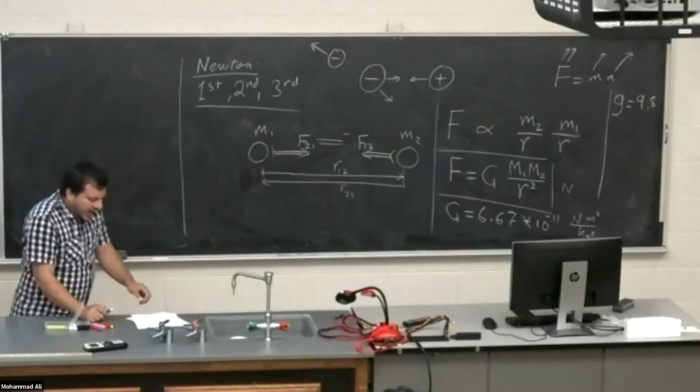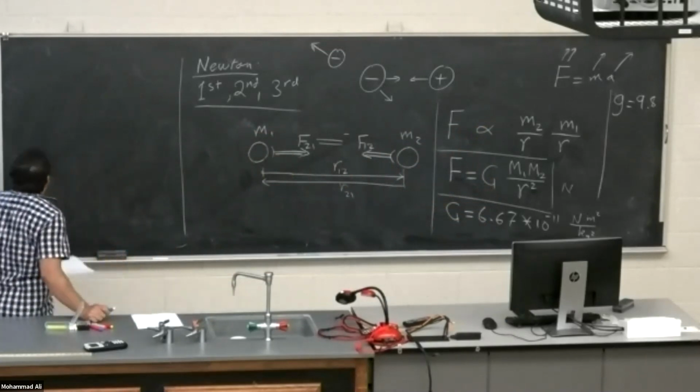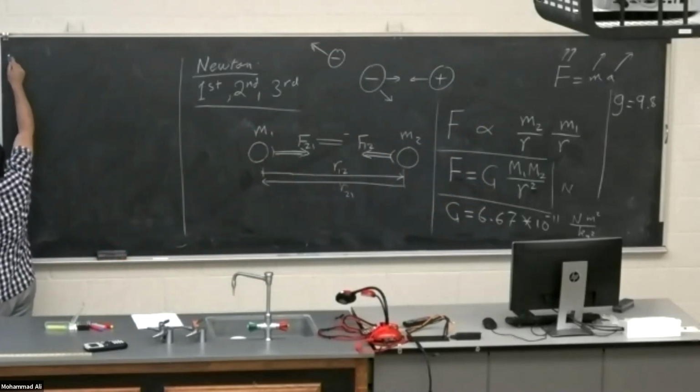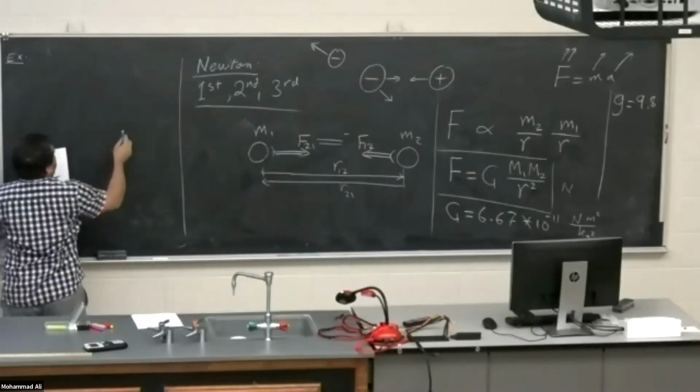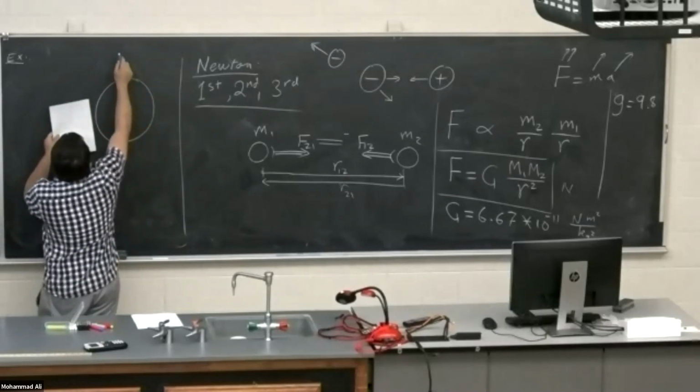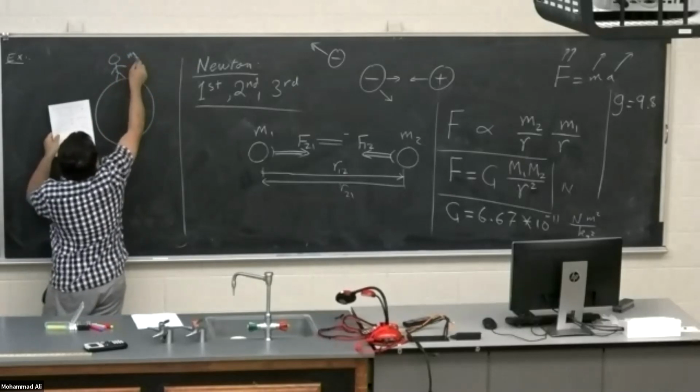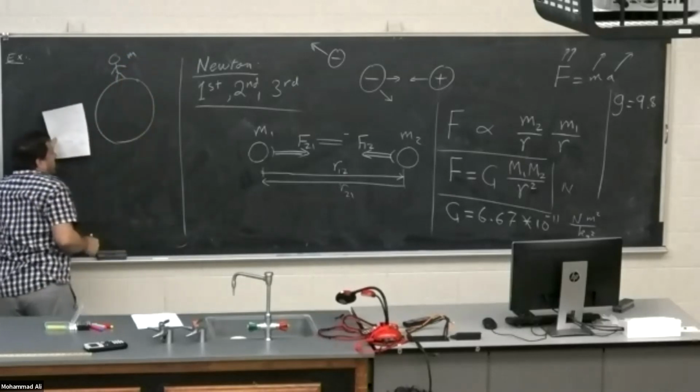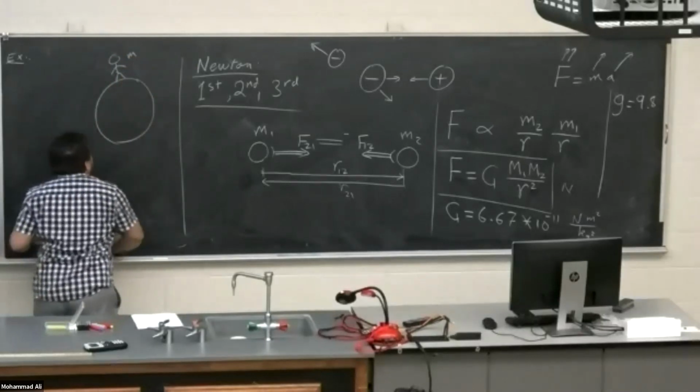The first page, we have this example. We have the Earth surface. And this is a person with mass M1. This is an important thing also. Please take care of this.